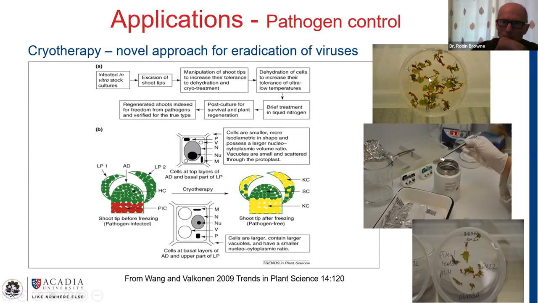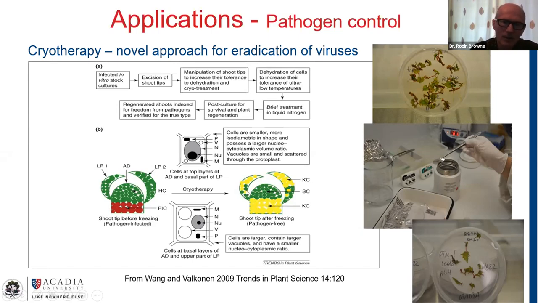We basically go through a pre-culture period with material, transitioning into a short-term treatment with liquid nitrogen. So in contrast to the long-term storage aspect in cryopreservation, this is a relatively short exposure, which essentially kills, preferentially kills, the cells that are infected in the shoot tip. So here we have a shoot tip coming through the cryotherapy process. It is recovered as shown down here, regrown and then tested for presence or absence of the virus. So here we have a post cryo shoot tip.